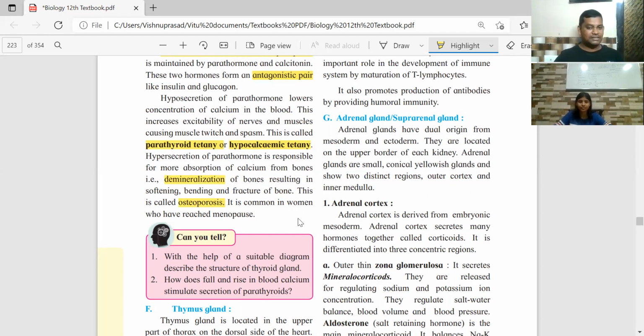Osteoporosis is a common condition when women reach the age of menopause. What is menopause?